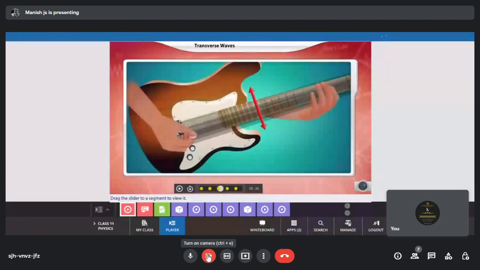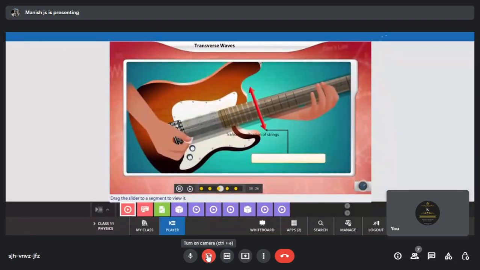So that is why you say in transverse waves the direction of propagation of the wave and the direction of vibrations of the particles are perpendicular. Okay? So that is what a transverse wave is. So we'll look at the examples. Plucking a guitar string generates a transverse wave.